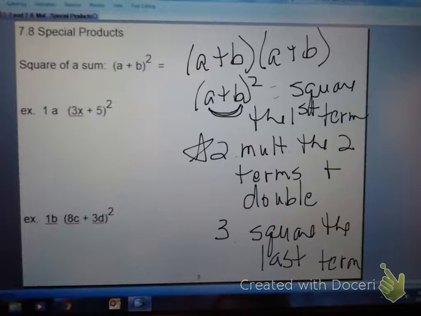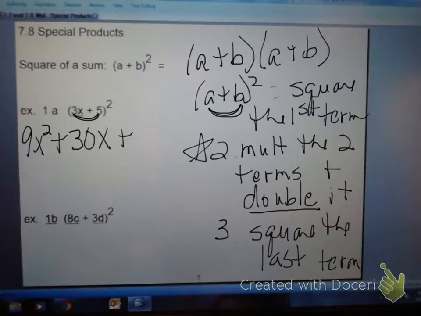Example 1, we're going to square the first term. It's 9x squared. Step 2, multiply the two terms together. 3x times 5 is a positive 15x. And then we're going to double it. Doubling 15x, that's 15x plus 15x is 30x. Step 3, square the last term.